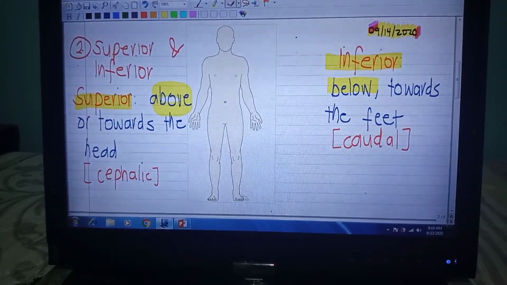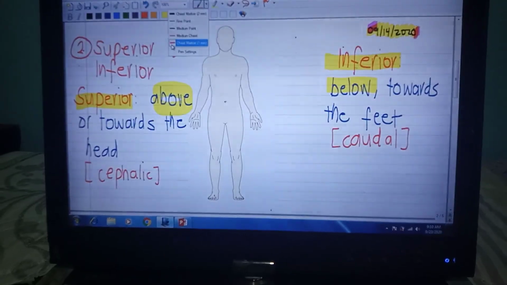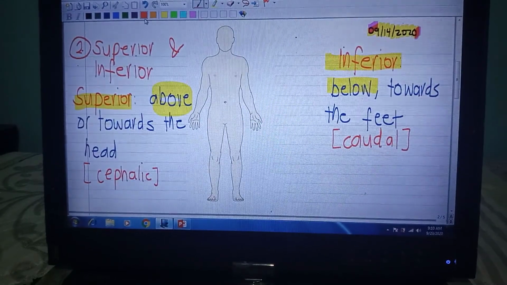Di ba madali lang class? Substitute mo lang naman eh. Madali lang, di ba? I-substitute mo lang. Madali lang naman siyang palitan. Tulad ng pagpalit mo sa ex mo. 1 week nga lang, di ba?